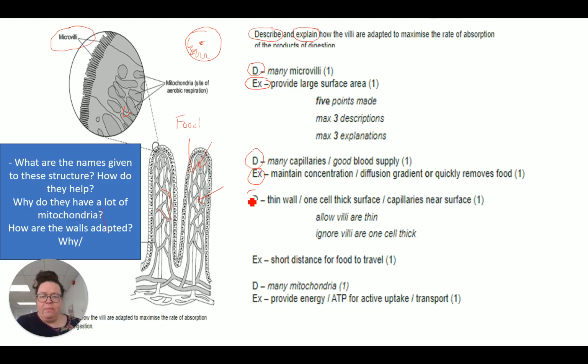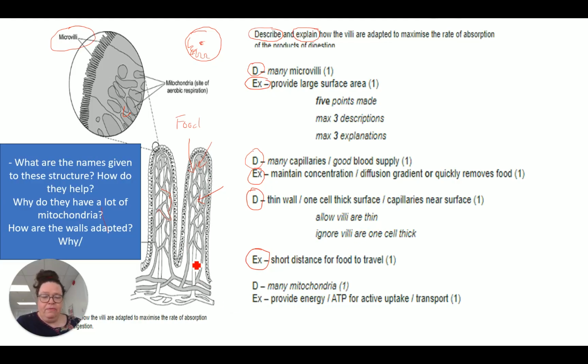Then we've got another describe: thin wall, or 1 cell thick surface, or capillaries near surface. Explain: short distance for food to travel. And that is 6 marks.